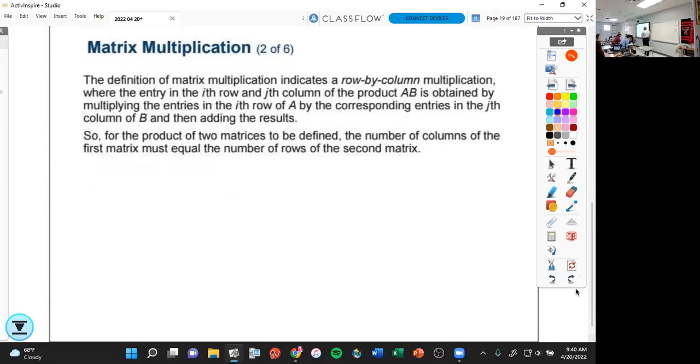The definition of matrix multiplication indicates a row by column multiplication. So when we're doing matrix multiplication, we're going to take the row of the first matrix and multiply it by the column of the second matrix. Okay? Row by column, row by column, row by column.